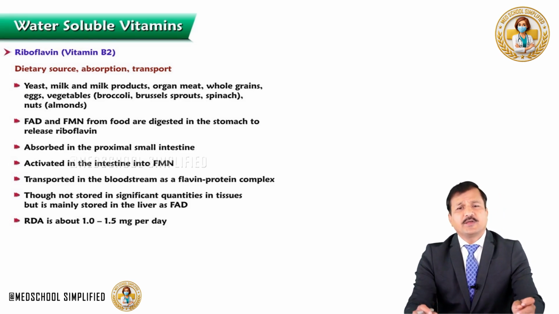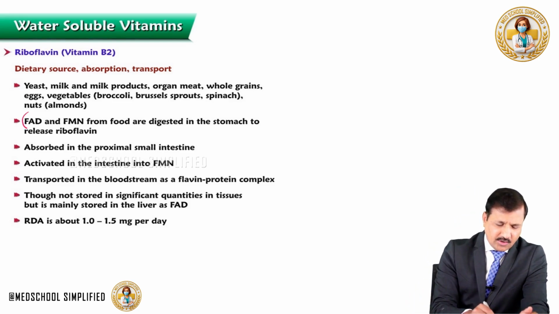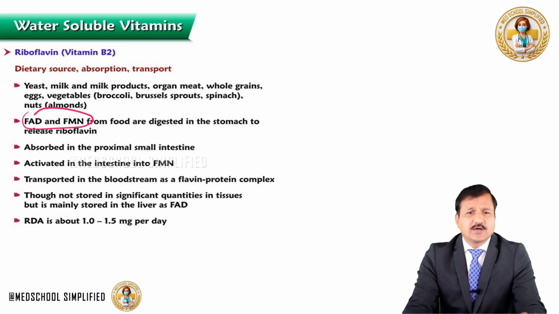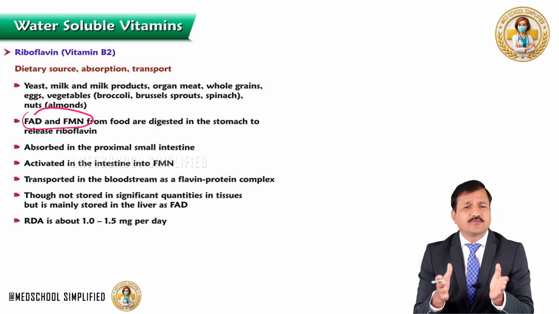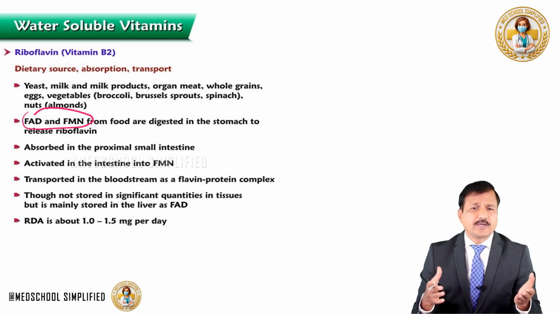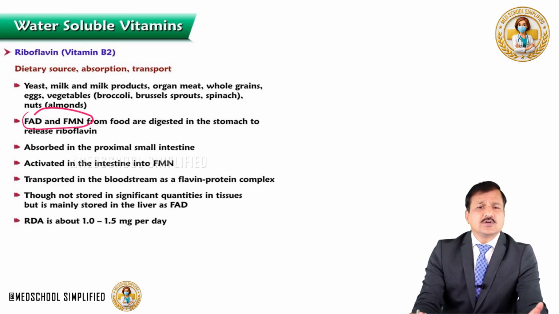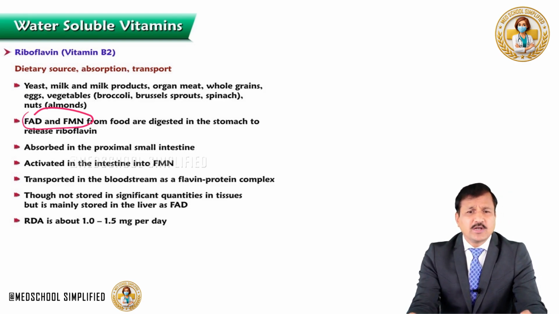So riboflavin coming from food protein is in the form of FAD or FMN, because these are just coenzyme forms of riboflavin. That's how it comes into our body. So these need to be digested in the stomach to release riboflavin. Basically, the riboflavin part of FAD and FMN needs to be separated, and that happens in the stomach with the acidity and all that. Now riboflavin is primarily absorbed in the proximal small intestine via a rapid active and saturable transport system.